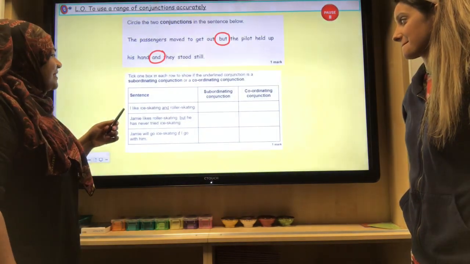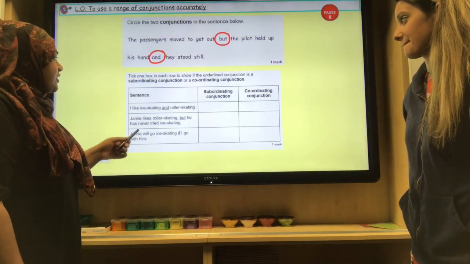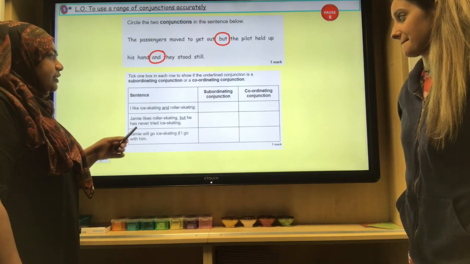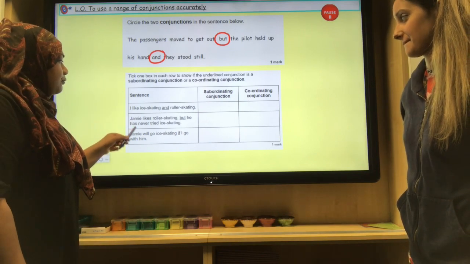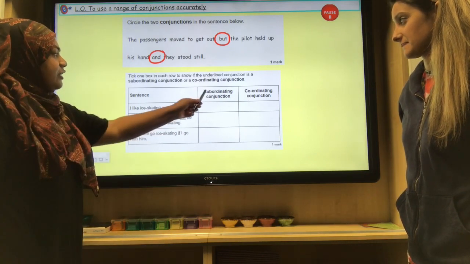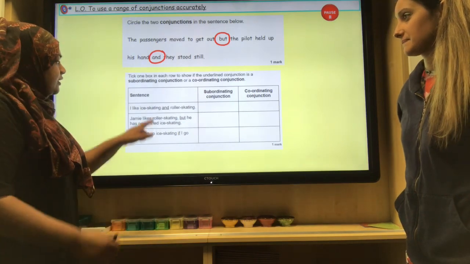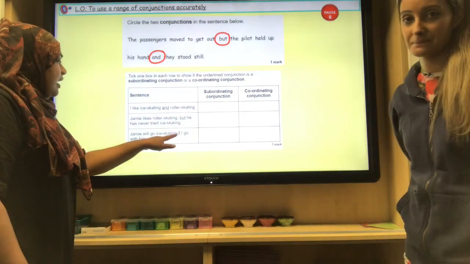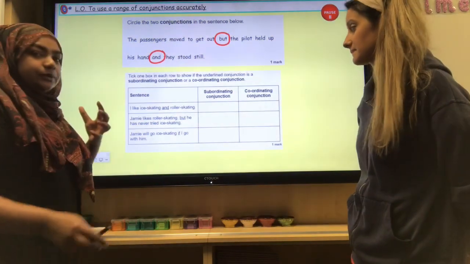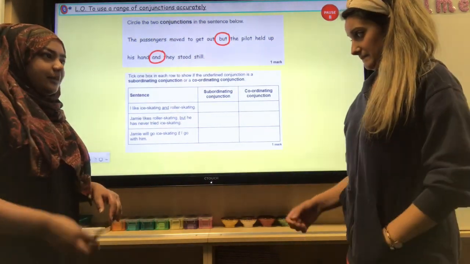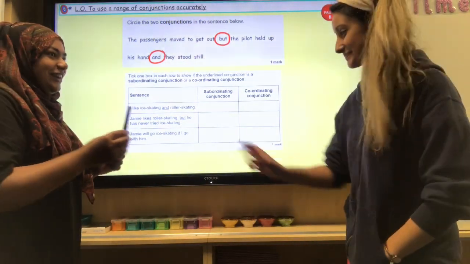So tick one box in each row to show if the underlying conjunction is a subordinating conjunction or a coordinating conjunction. So here you've got 3 separate sentences and you've got subordinating or coordinating. So you need to look at the underlying conjunctions and decide whether it's subordinating or coordinating. So please pause your video here, and Mrs. Gale is raring to take the pen out of my hand. All right, off you go.